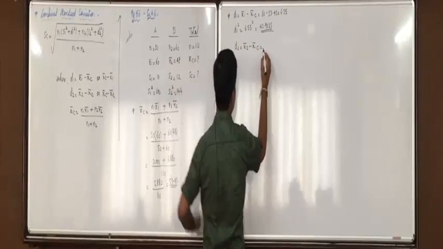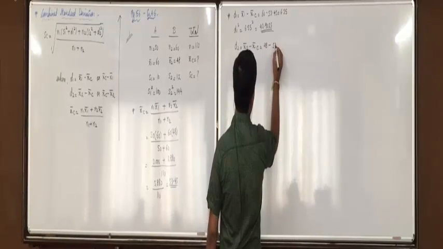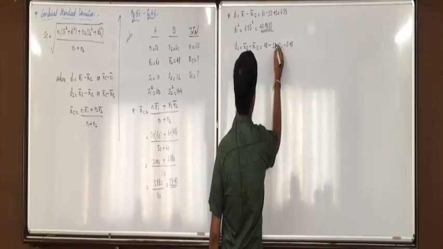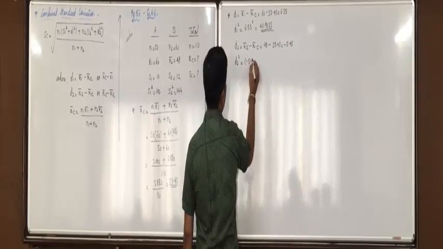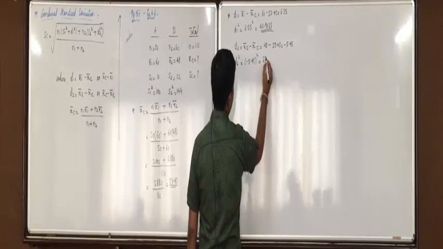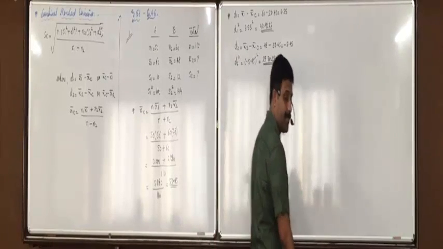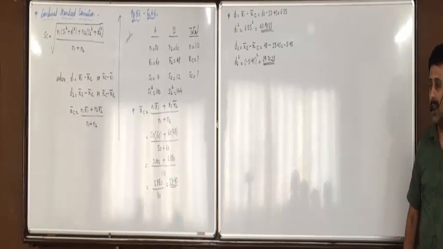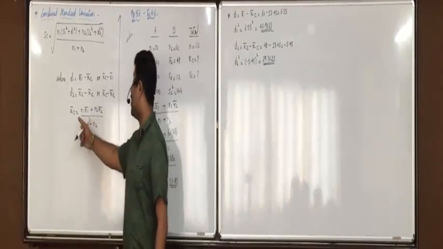x2 bar means 48 minus combined mean, 53.45. 48 minus 53.45 is minus 5.45. D2 square, minus 5.45 square, 29.7025. Any confusion in this? So now, see in the reverse order, combined mean is obtained, D1, D2 is obtained.